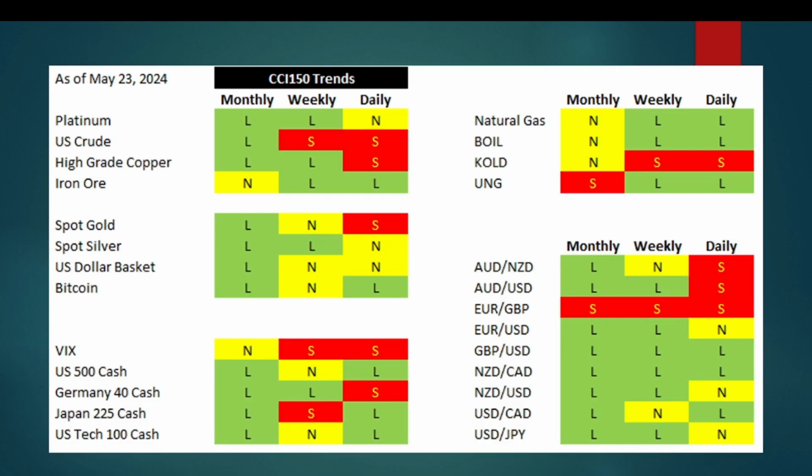In terms of the heat map, you can see there on the bottom left, on the longer term, the monthly CCI 150, still a bullish trend. On the weekly, it's mixed signals on all of them. And on the daily, predominantly bullish, but the VIX and the German DAX have turned bearish.